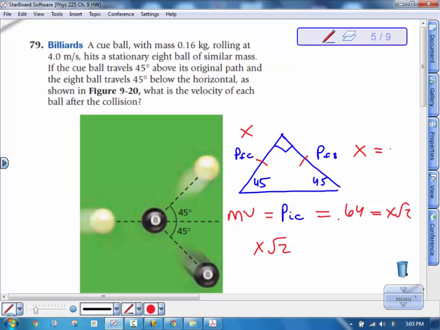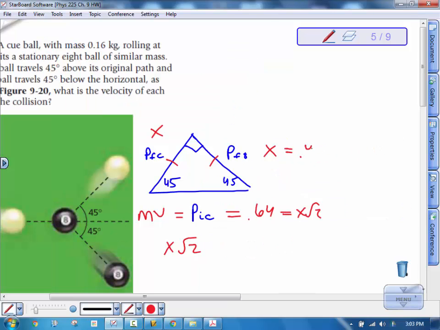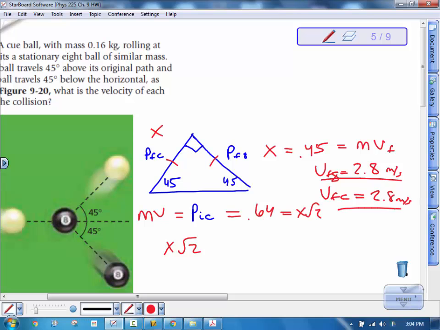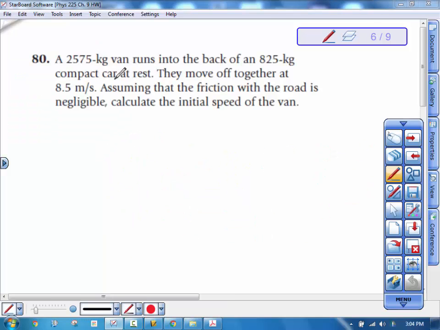So this is 0.45 about. Now if that's momentum, I can set that equal to mass times velocity final for the 8 ball. And just divide by the mass, which is 0.16 again. If you divide by 0.16, that gives you 2.8 about for the velocity final, meters per second. And we know that it's going to be the same for this one because it has the same mass, and we know that these are both x, they're both isosceles. So the final velocity of the 8 ball and the final velocity of the cue ball are both 2.8 meters per second.